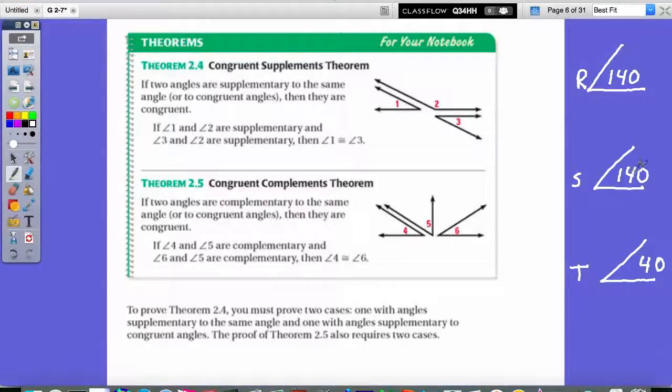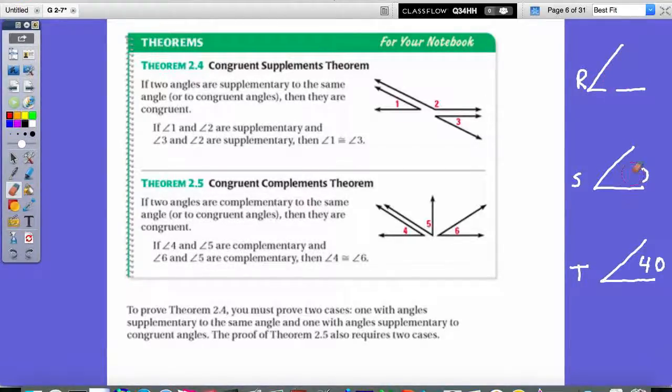So it's 140 degrees also. That means that my two angles, R and S, are going to be congruent. So if two angles, R and S, are supplementary to the same angle, they're supplementary to T, then they are congruent to each other. That also works for the congruent complements theorem.